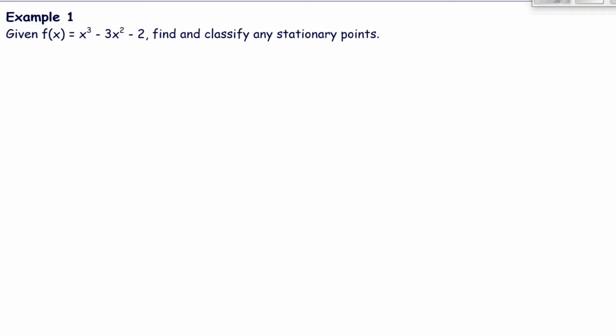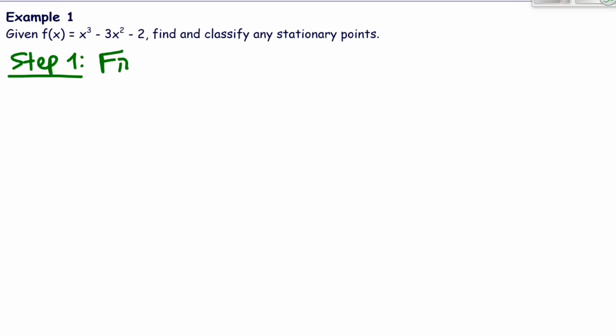Now let's look at some examples. Example 1: given that f of x is equal to x cubed minus 3x squared minus 2, find and classify any stationary points. So we're looking for maximum and minimum points. The first step, which is step 1, we need to find the first and second derivative.